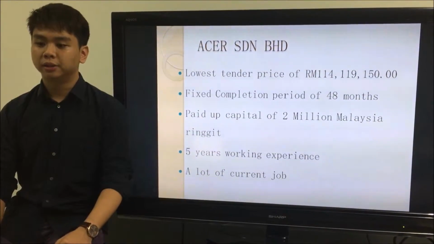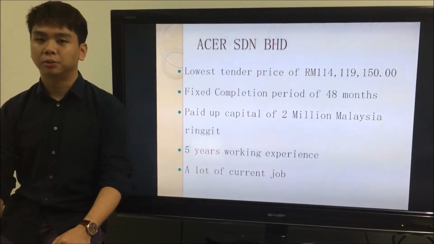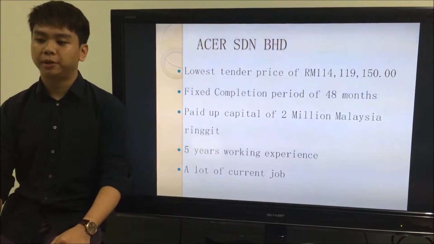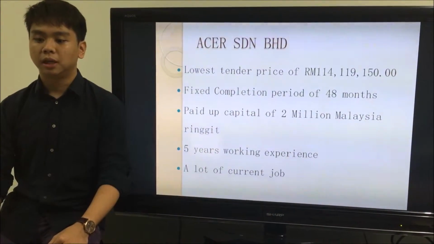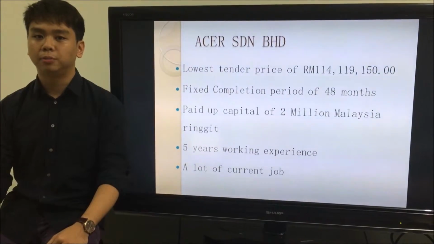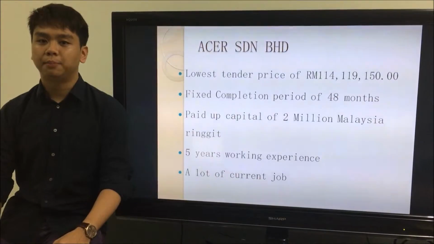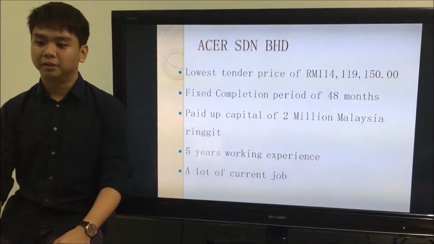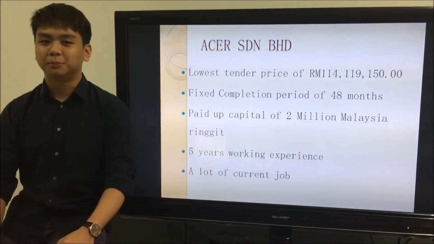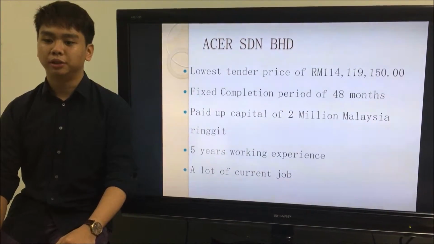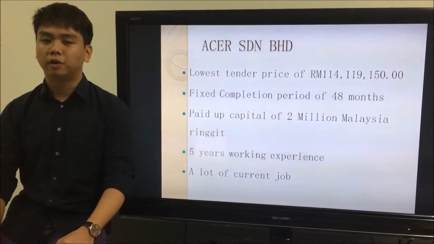Among all the tenderers, Excel Cerebral Heart has the lowest tender price of 140 million, with a fixed completion period of 48 months. And with a payout capital of 2 million ringgit, it might suffer from cash flow problems if the employer delays the payment. And with 5 years of working experience, the tenderer might not be competent for this job, and it has a lot of current work in hand.